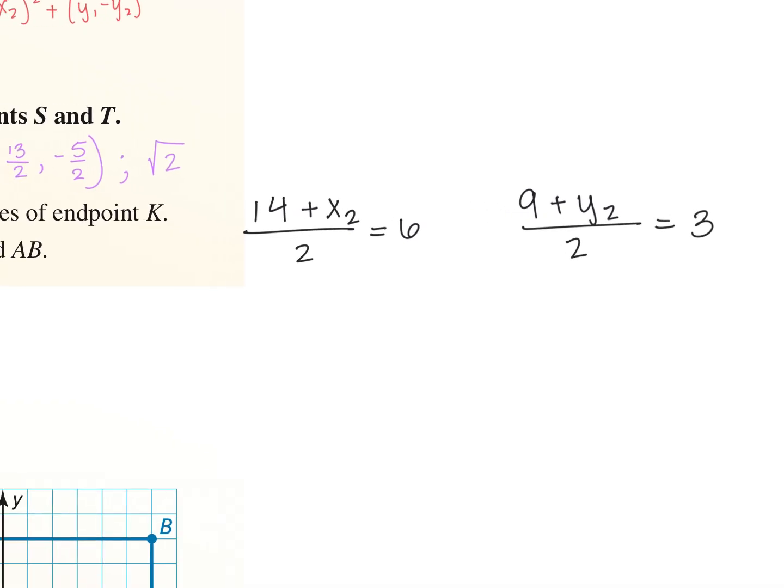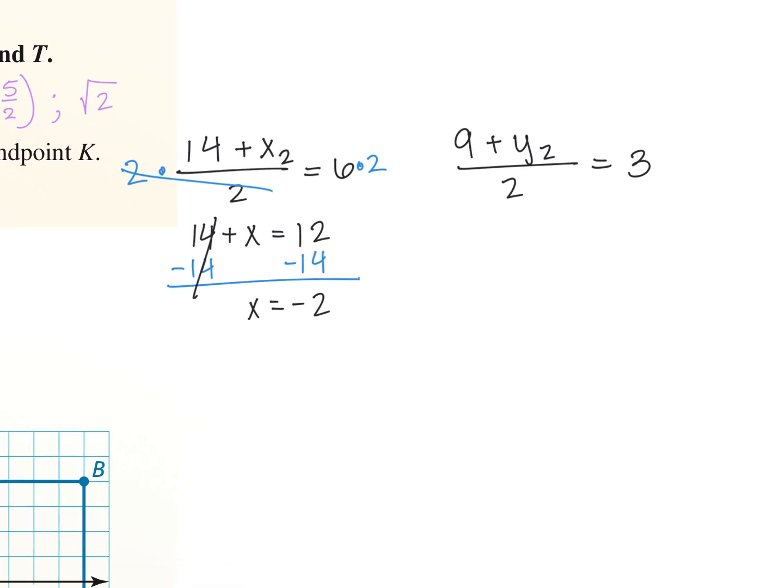Solving for what's missing, I'm going to go ahead and multiply 2 on both sides. I'm going to end up having 14 plus x equals 12. I'm subtracting 14 from both sides. X is going to equal -2. Doing the same thing to the other side, multiply both sides by 2. I'm going to end up with 9 plus y equals 6. Going ahead and subtracting both sides by 9, I'm going to end up with y equals -3.